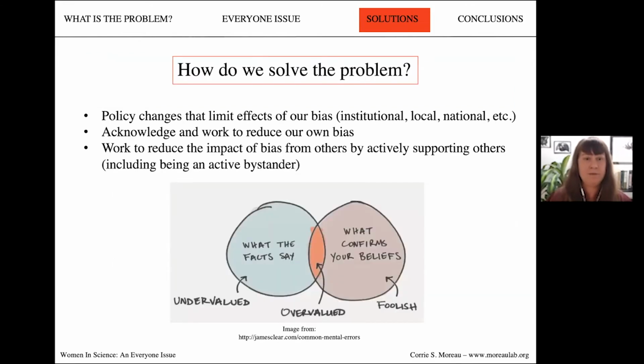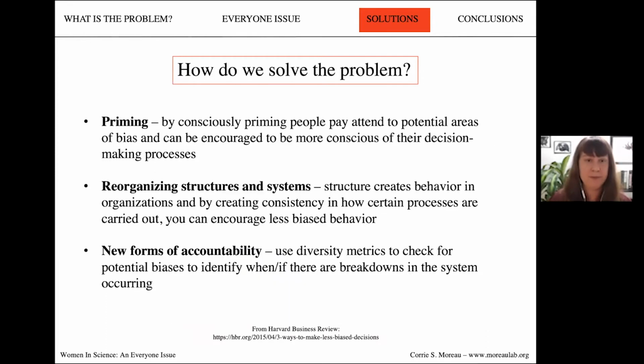So how do we solve these problems? Of course, one of the most important changes is related to policy. So we need to work to limit the effects of bias, at the national, local, and institutional level, even in our own labs and lives. We have to acknowledge and work to reduce our own bias. We have to work to reduce the impact of bias from others by actively supporting other individuals, including being an active bystander. We'll actually talk about what being an active bystander is.